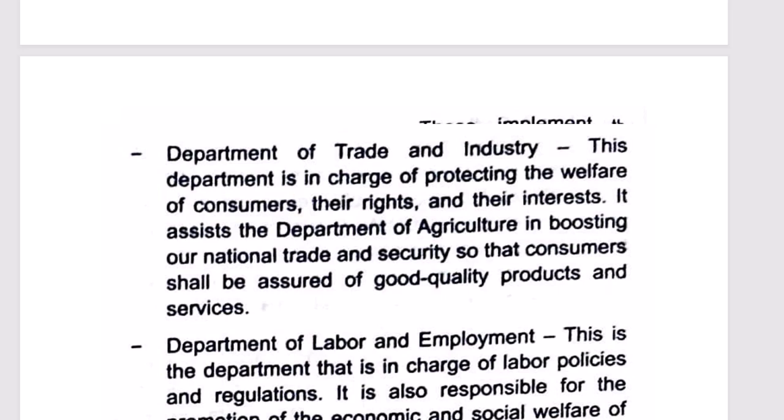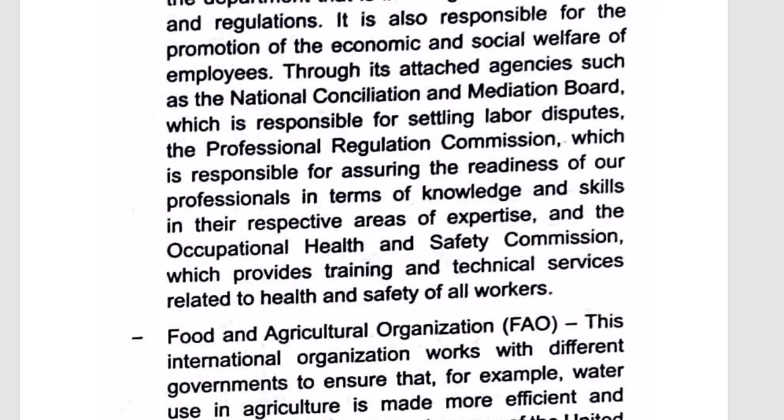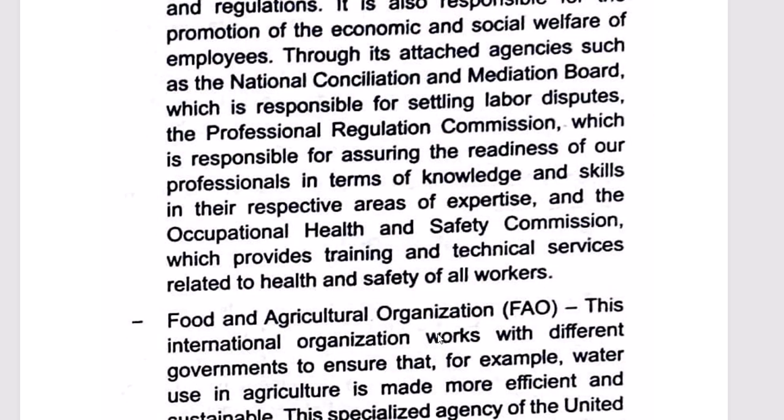Okay, and then we have the DTI, or the Department of Trade and Industry. We have the Department of Labor and Employment. We have the National Conciliation and Mediation Board, which is the one that settles labor disputes. And we have the Professional Regulation Commission, or the PRC. They're the ones assuring the readiness of our professionals in terms of knowledge and skills. So they give out exams, and then they give licenses to make sure you can be called a professional. Okay, and we have the Food and Agricultural Organization, which is under the United Nations, or the UN.